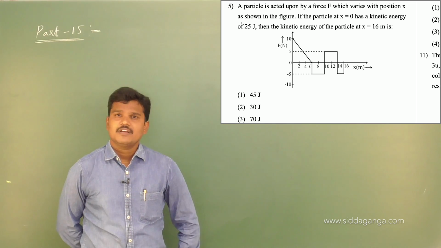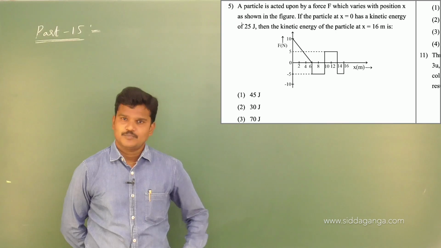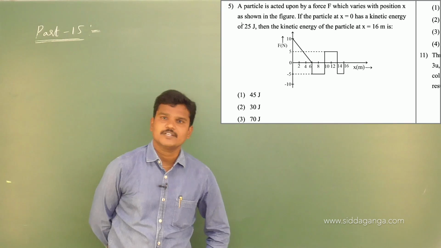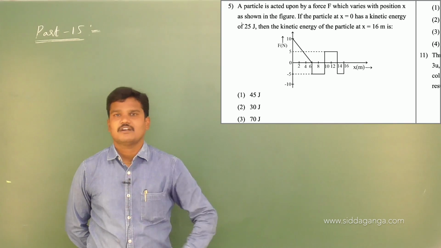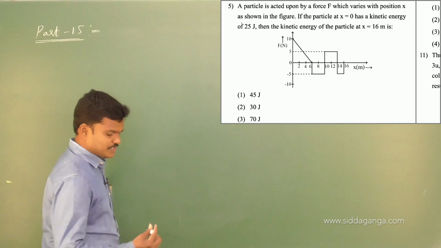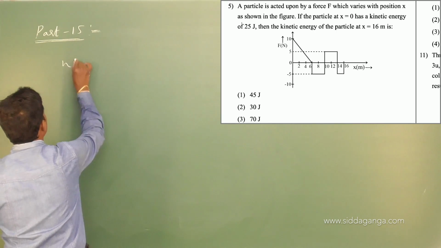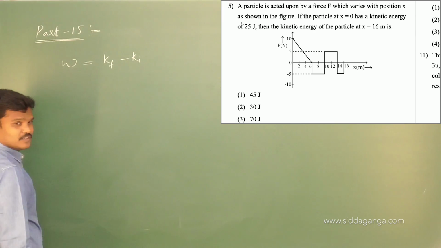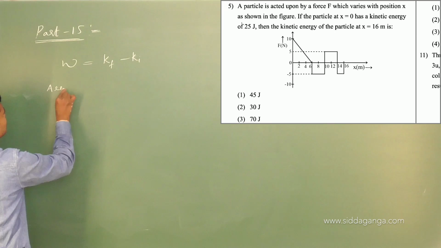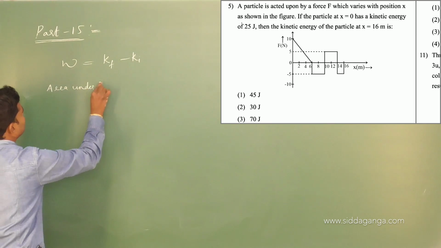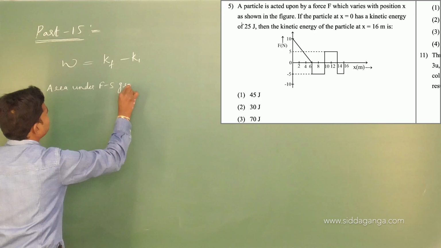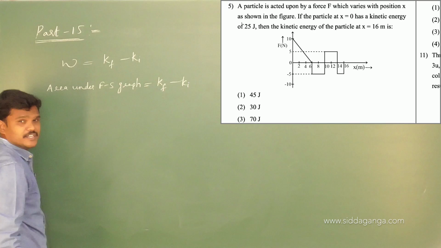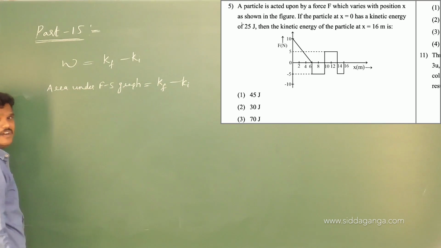And we know area under force and displacement, force and position, will give work done. So first of all, try to find out work done by using the graph. From the work-energy theorem we can write Kf minus Ki equals the work, which is the area under the F-s graph. Final kinetic energy minus initial kinetic energy equals area under F-s.